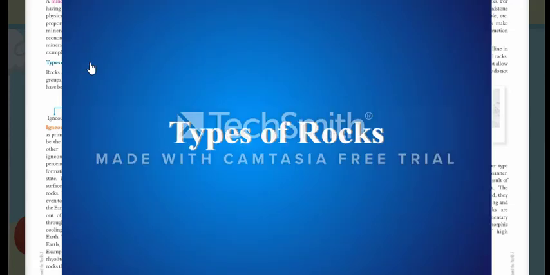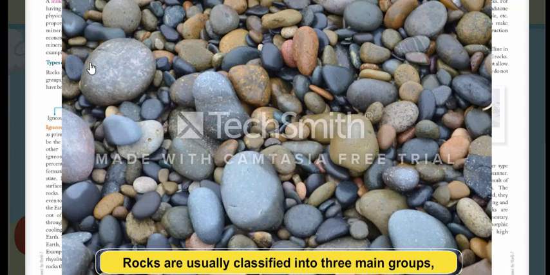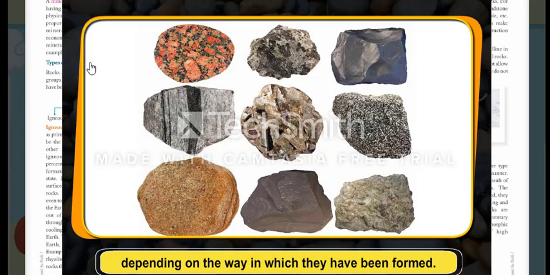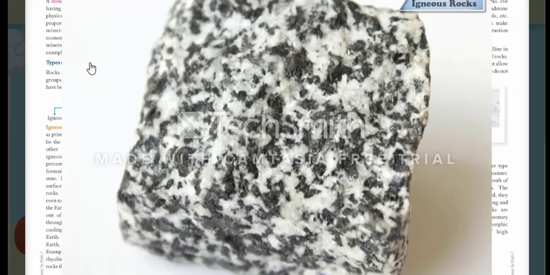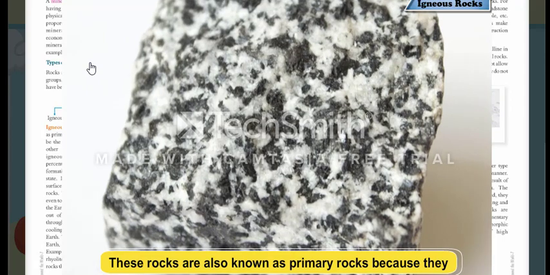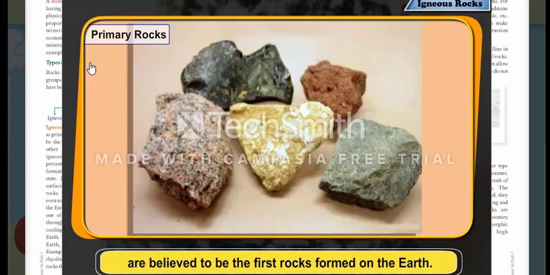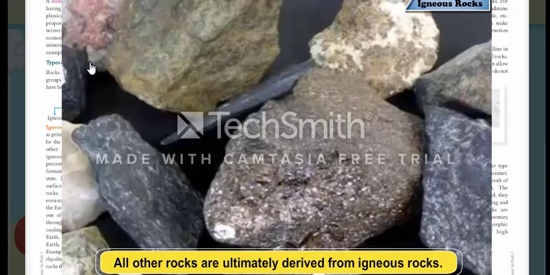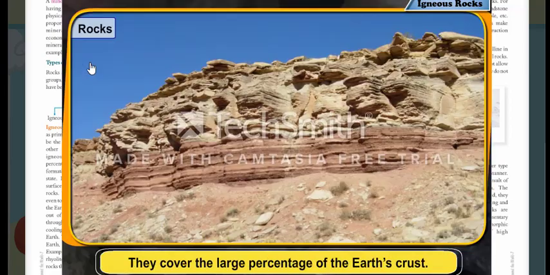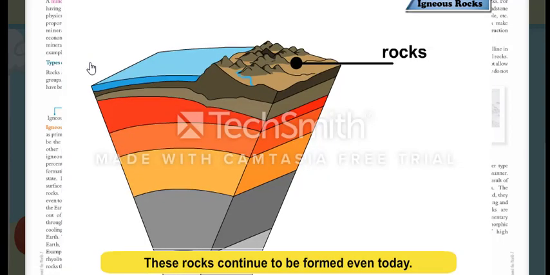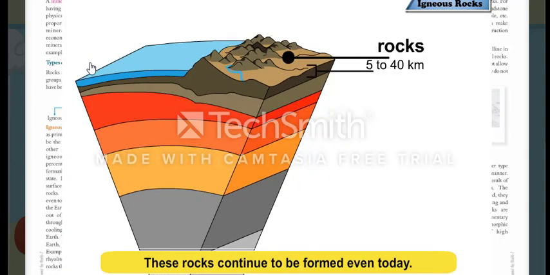Types of rocks. Rocks are usually classified into three main groups, depending on the way in which they have been formed. Igneous rocks. These rocks are also known as primary rocks because they are believed to be the first rocks formed on the earth. All other rocks are ultimately derived from igneous rocks. They cover a large percentage of the Earth's crust. These rocks continue to be formed even today.